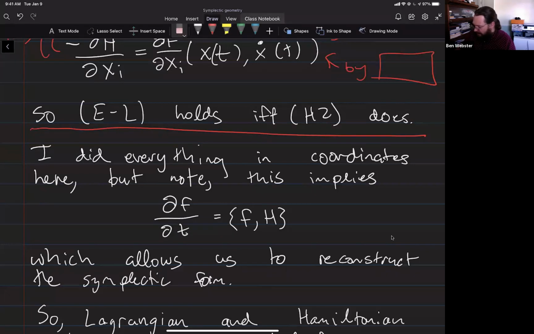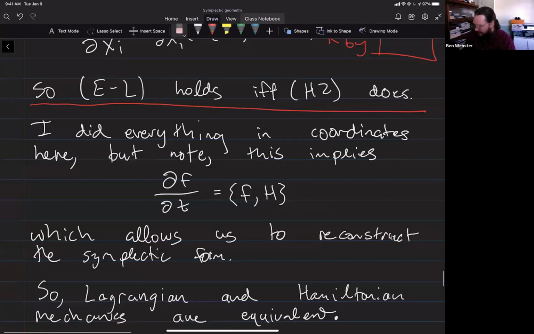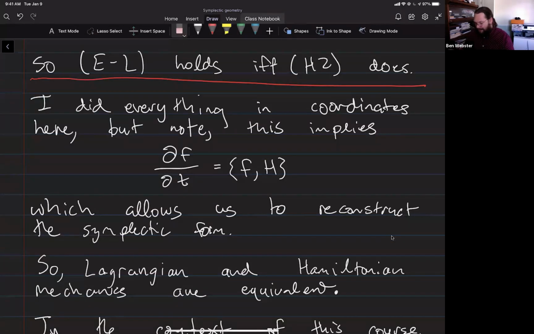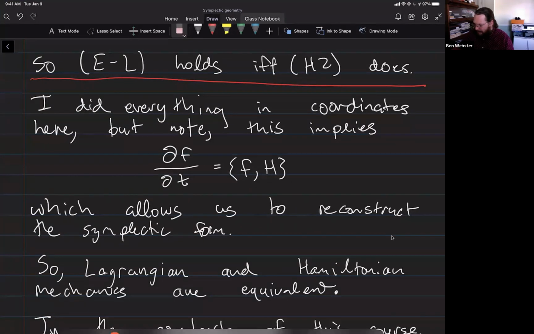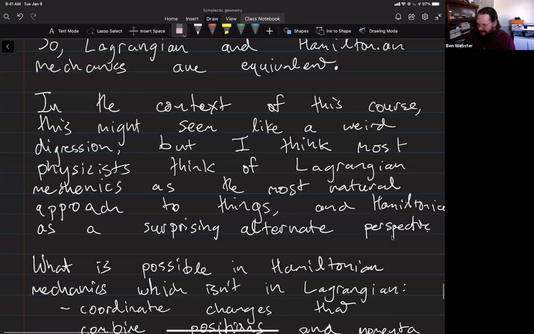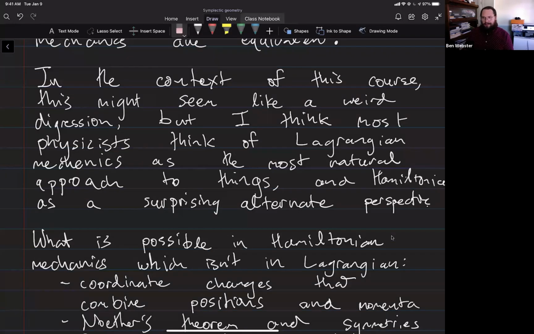We might even end a little early this time because all I have left is sort of philosophical musing. So this tells us that Lagrangian and Hamiltonian mechanics are equivalent. And of course, in this course, this might seem like a weird digression. I could have done this course and never mentioned Lagrangian mechanics, and you would know essentially the same amount about symplectic geometry as you did before.